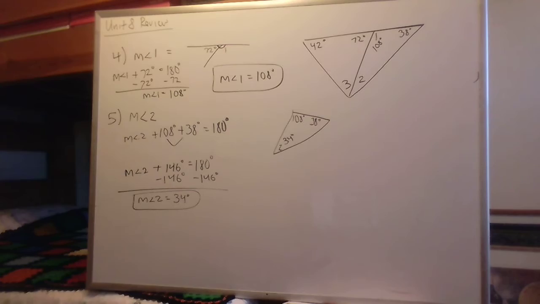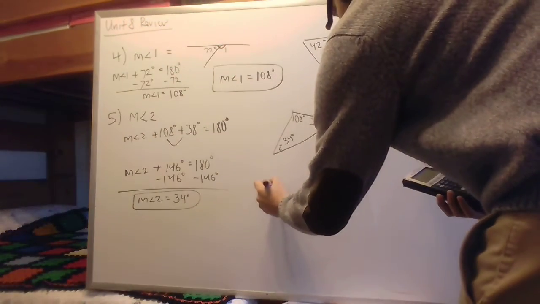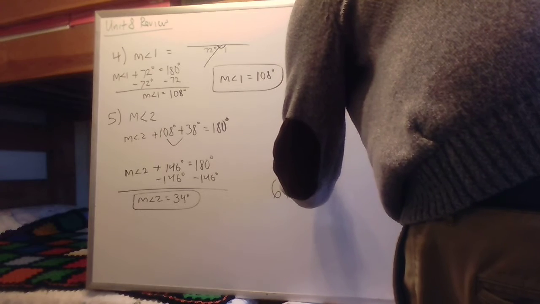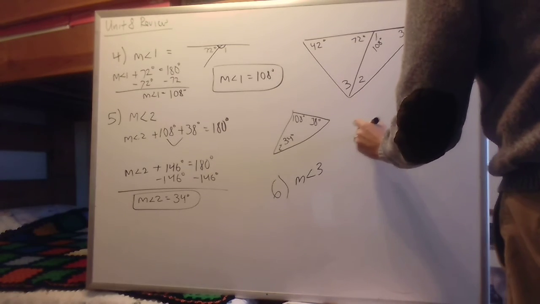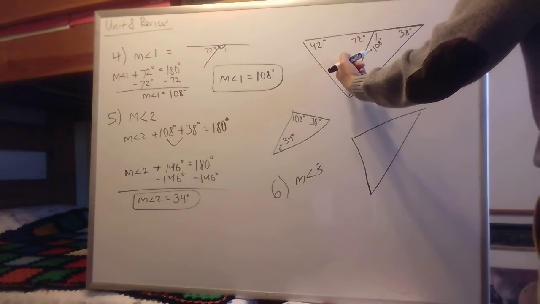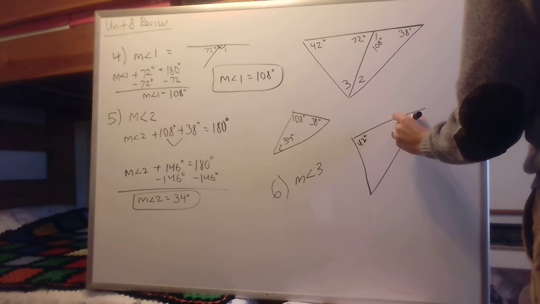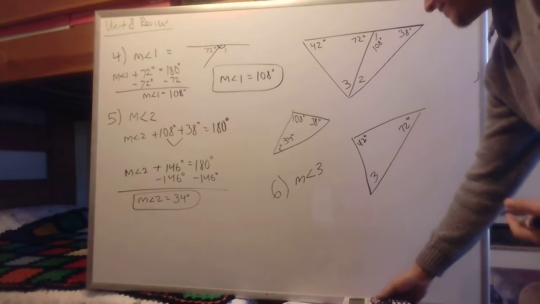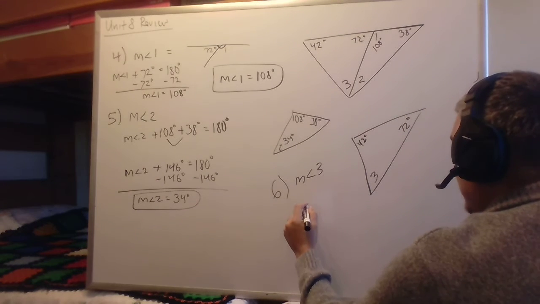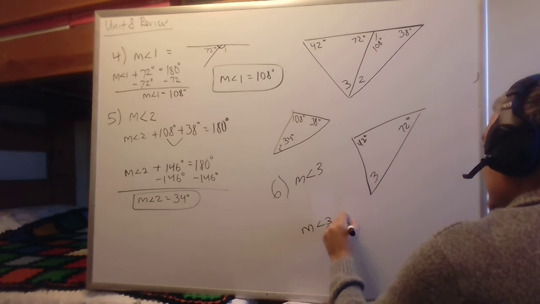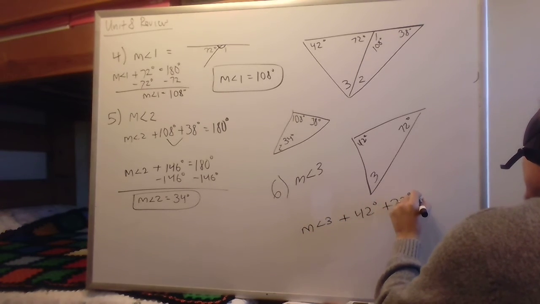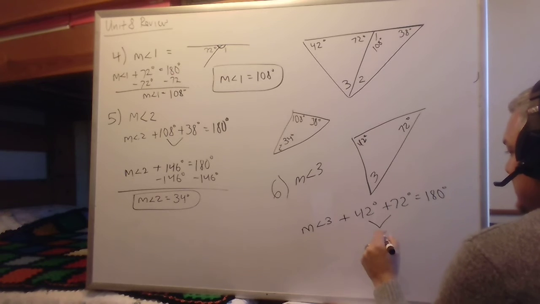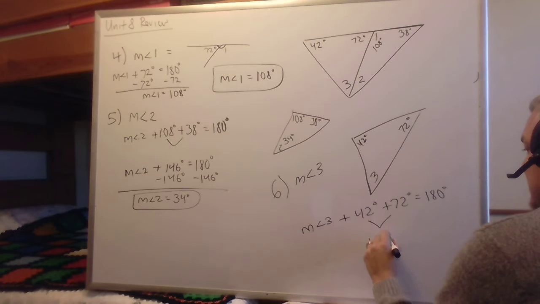Okay, so now we need to find the last problem. I'm going to do it over here because we're running out of board space. For problem 6, we're looking at the measurement of angle 3. Again, we're doing the same exact type of problem. If we look at this triangle up here, we have 42 degrees, 72 degrees, and the measurement of angle 3. All of these angles, when you add them together, equal 180 degrees. So we're going to have the measurement of angle 3 plus 42 degrees plus 72 degrees equals 180 degrees. We combine like terms, so 72 plus 42 is going to be 114 degrees.